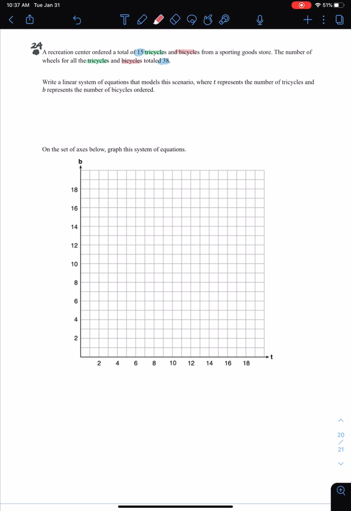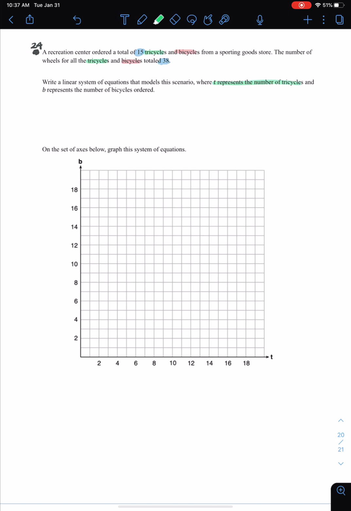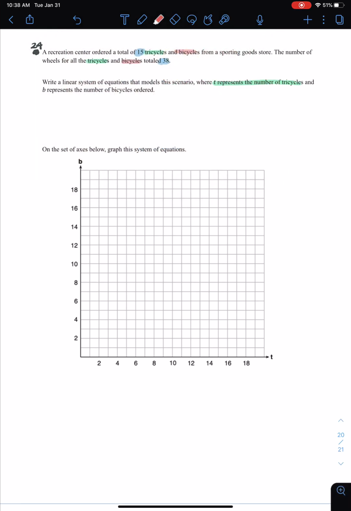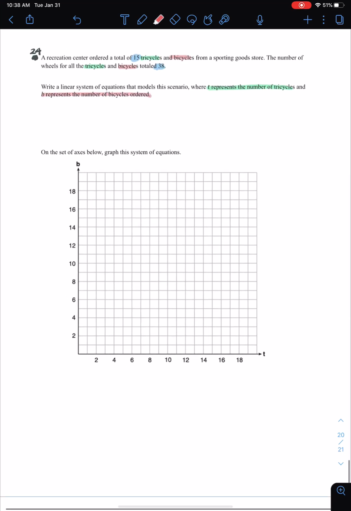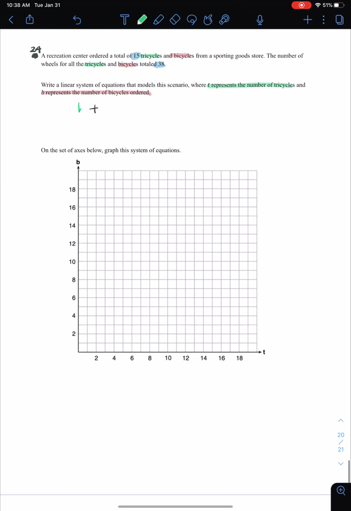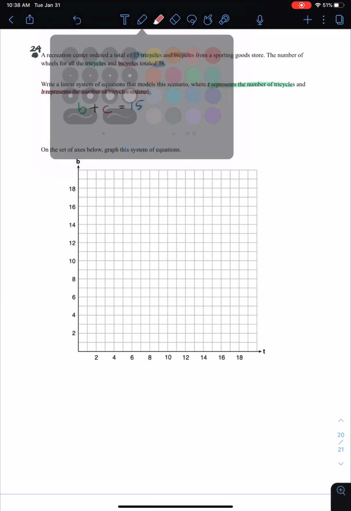So we want to write a linear system of equations where T represents the number of tricycles and B represents the number of bicycles ordered. All right, so in order to do this, we know that the total number of bicycles and tricycles was equal to 15. So altogether, there were 15 bicycles and tricycles.